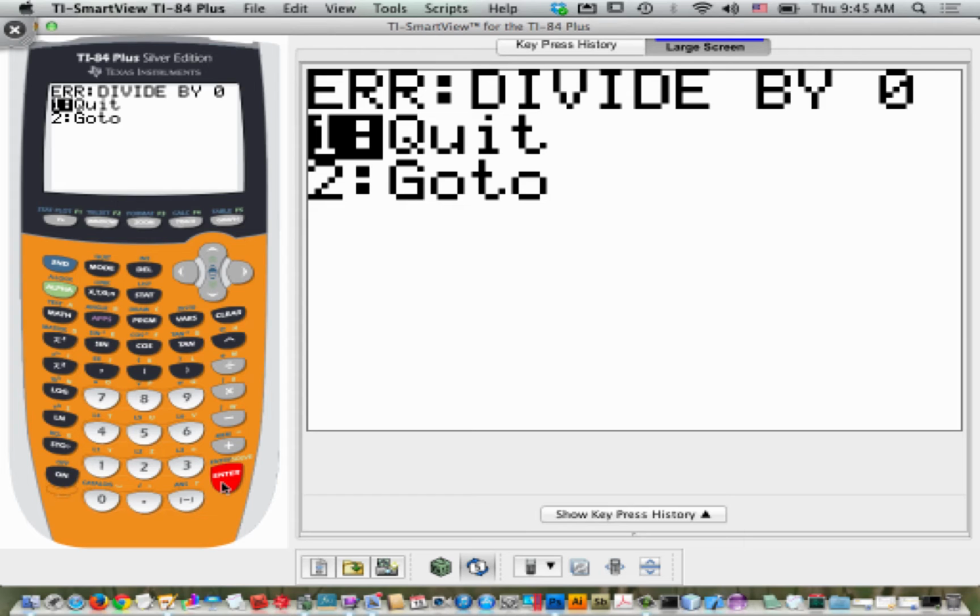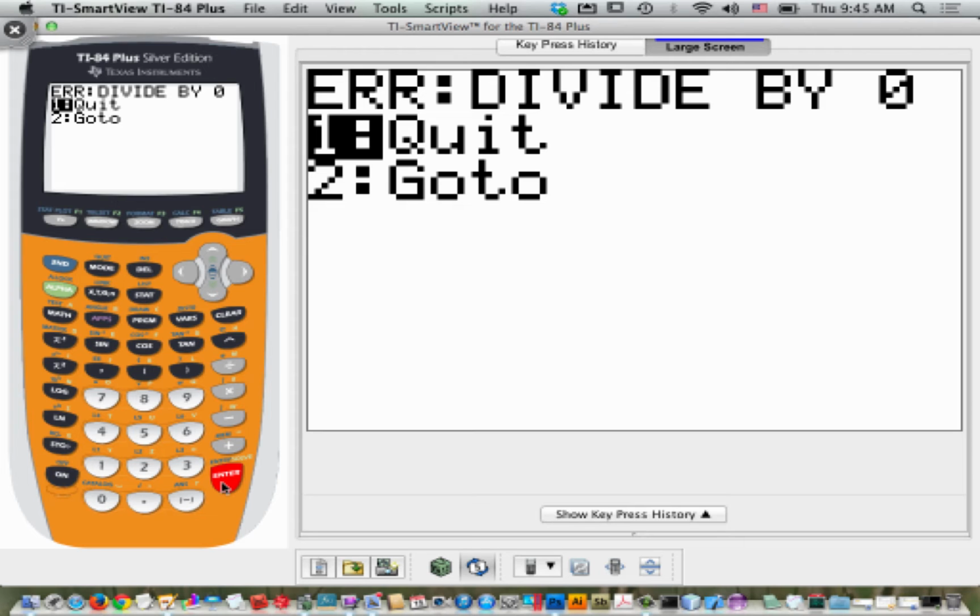Go to Y-vars, function, y1. Yep, function y1, parentheses 4, close parentheses. And you should get this error here, divide by 0.